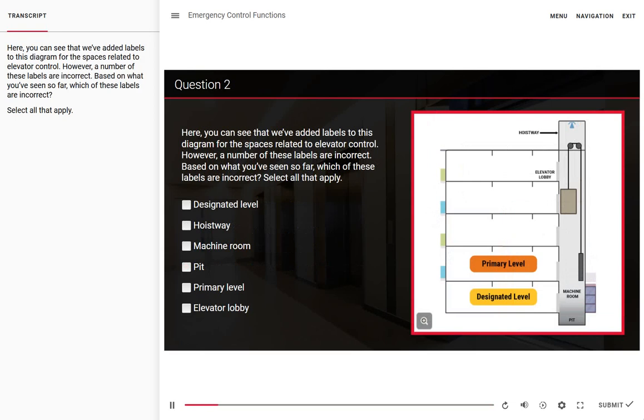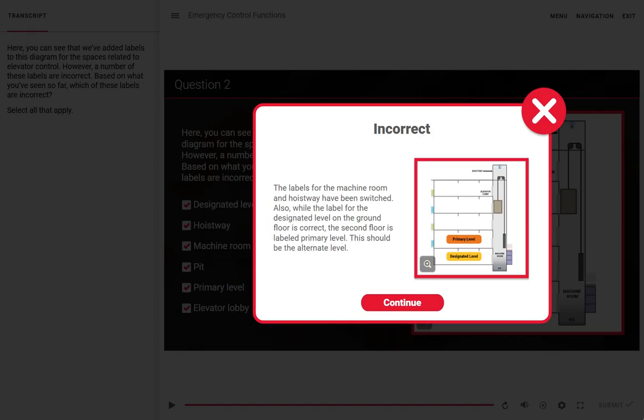Here, you can see that we've added labels to this diagram for the spaces related to elevator control. However, a number of these labels are incorrect. Based on what you've seen so far, which of these labels are incorrect? Select all that apply. Sorry, that's incorrect. The labels for the machine room and hoistway have been switched. Also, while the label for the designated level on the ground floor is correct, the second floor is labeled primary level. This should be the alternate level.